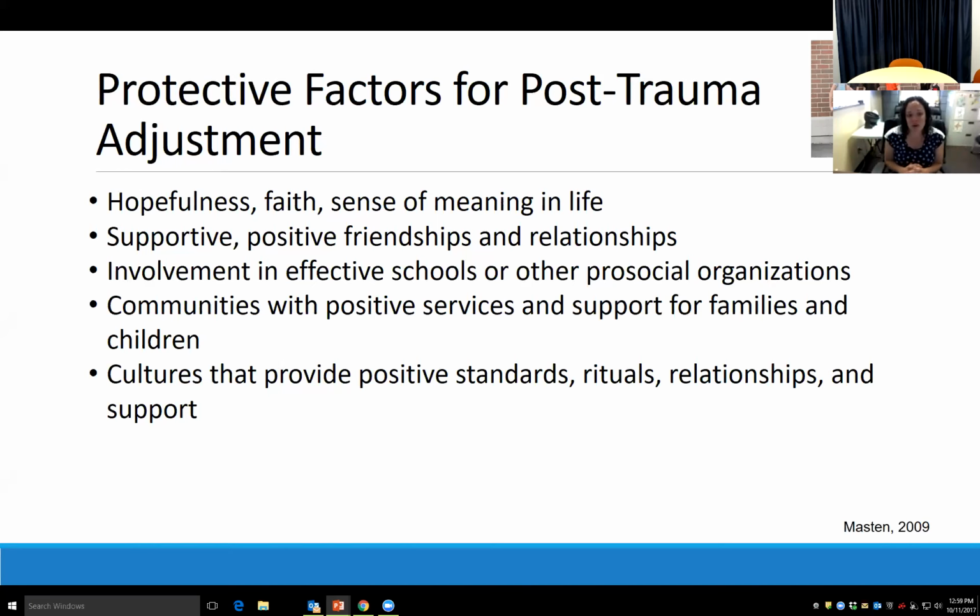And then finally, being part of a culture that provides positive standards, rituals, relationships, and support. And again, culture is a very general term. So it could be the culture of the family, the culture of the community, the culture of religion, ethnicity, whatever it may be, but being in that culture that really provides that positive support.